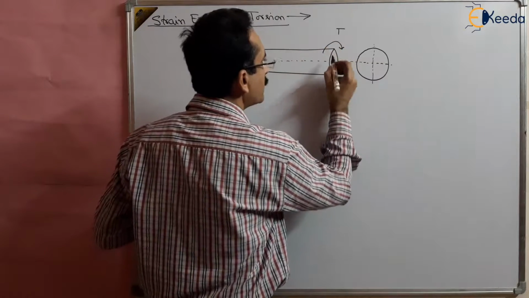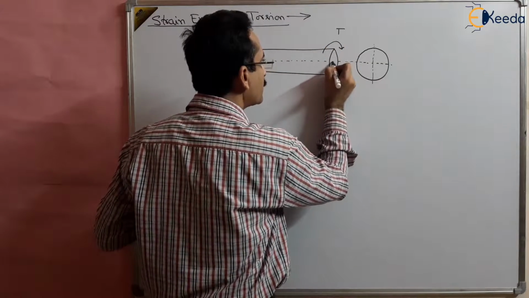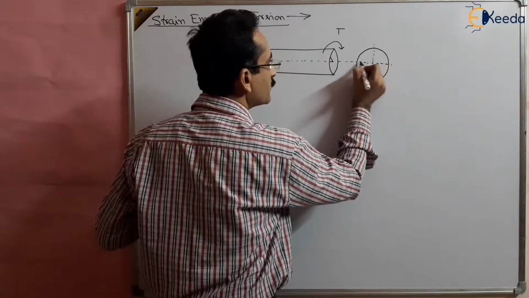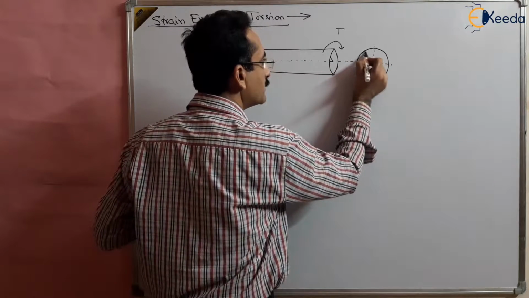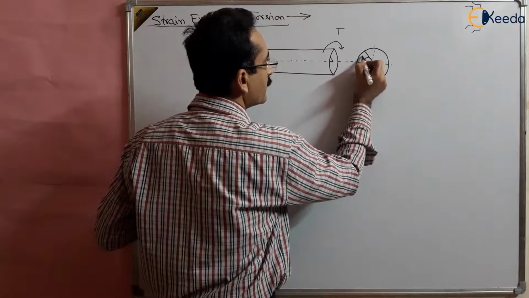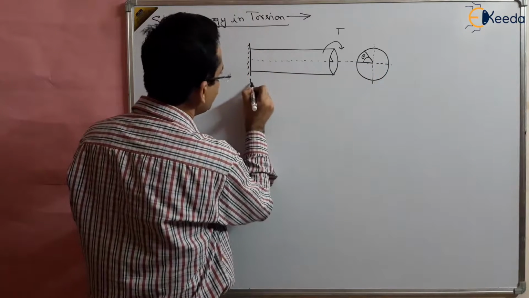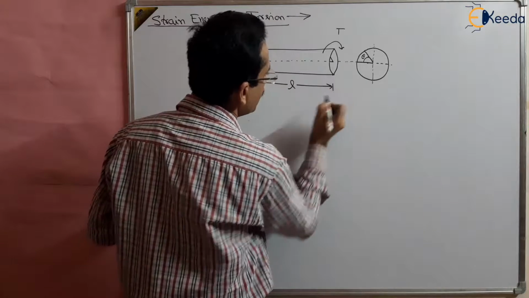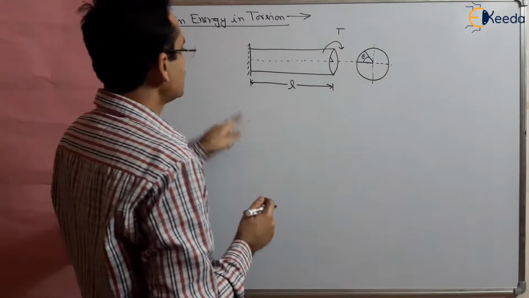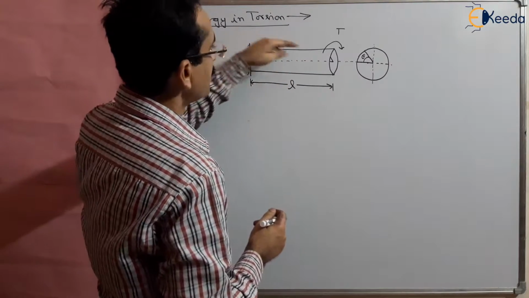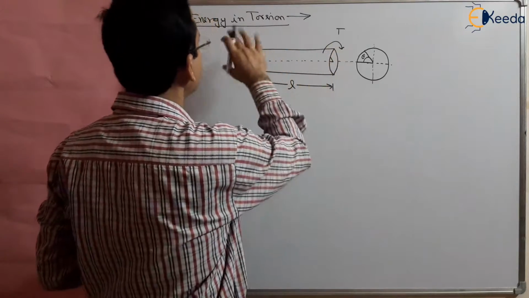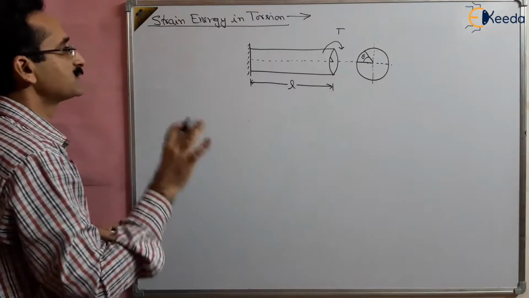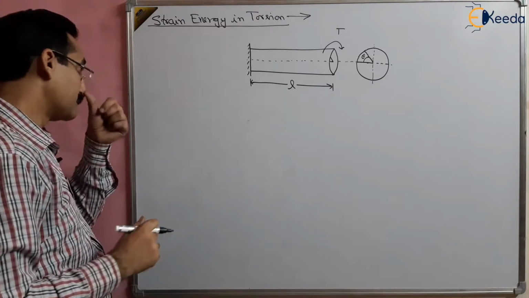By applying the torque, suppose this point moves from here to here, and this is the angle of twist in a length of L. The length of the shaft is L. And what is the shear strain energy stored in the material? Because the shear stresses will be developed, that's why we are saying shear strain energy. Basically this is the torque applied. So what is the strain energy stored due to torsion?